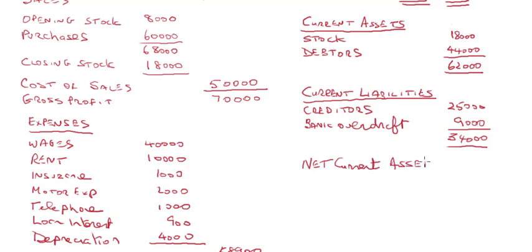The net current assets: the difference between the current assets and the current liabilities. We're calling it net current assets. So we're going to subtract the 34 from the 62 first, and that'll give us 28,000. Let's squeeze it in here. 28,000. And that tells us something. It tells us something useful.